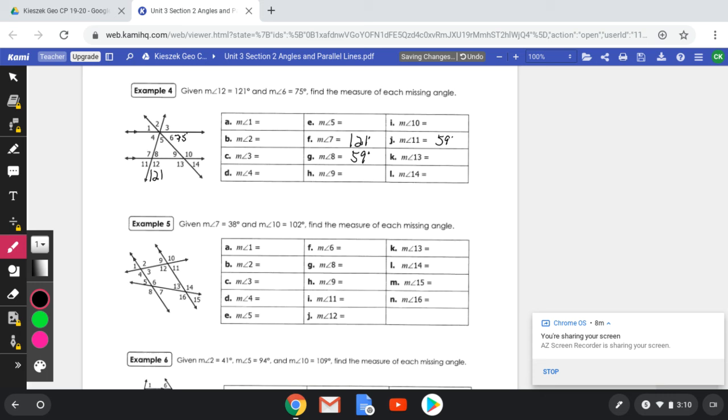That to me is the easier one because, like I said, you got all the vertical angles and the linear pairs going for you there. So let me actually label this too. 59, 121, 59. Okay. Now, if I was probably doing this here, I also see that 1 and 6 are vertical angles. So therefore, angle 1 has to be 75.